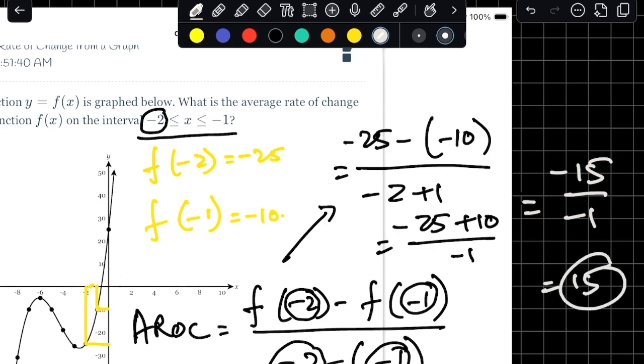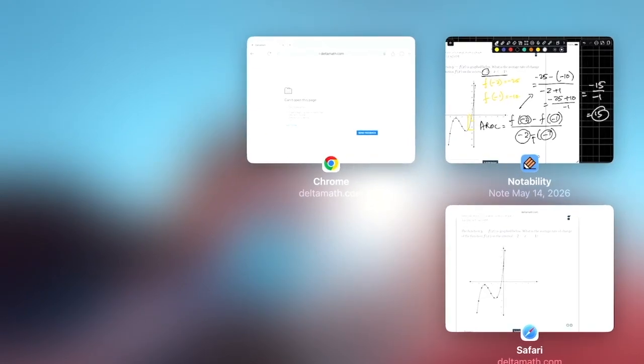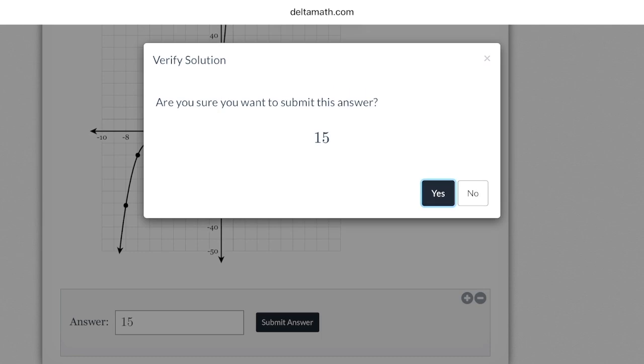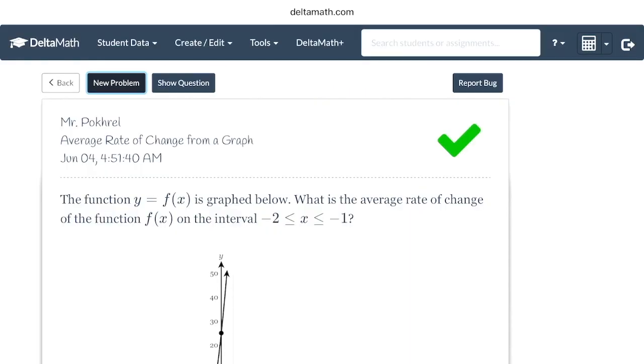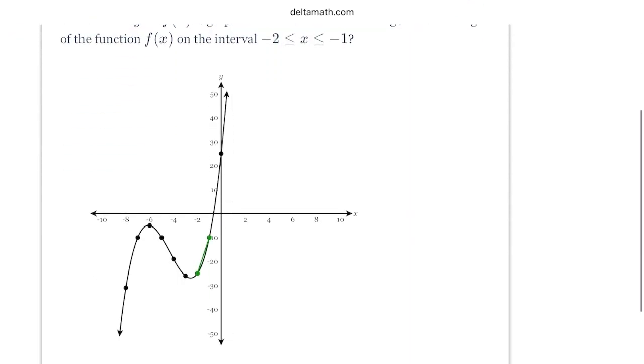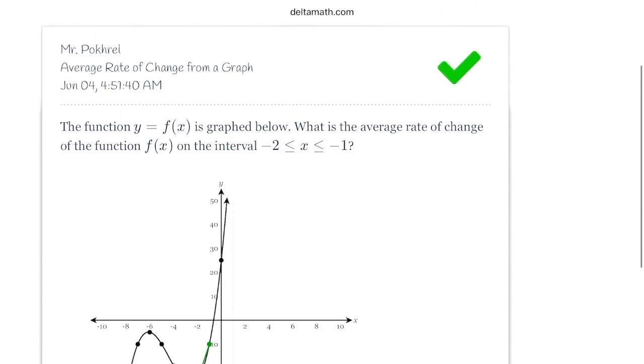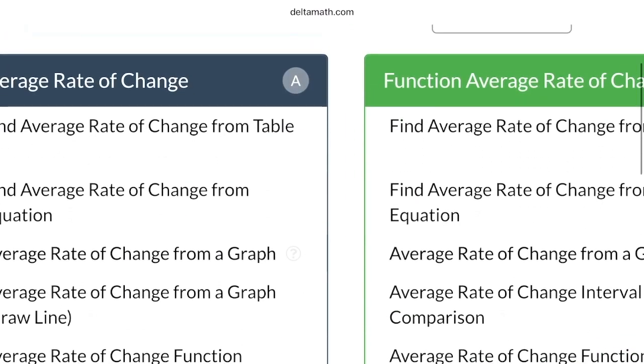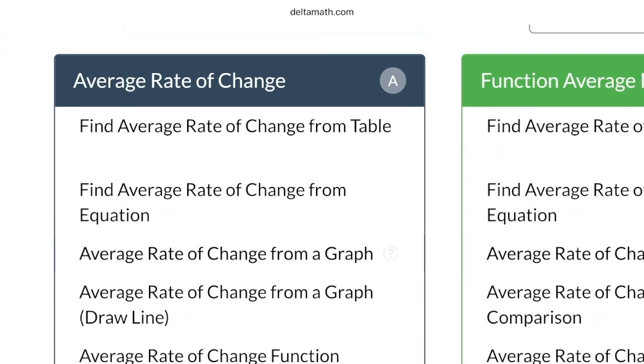I am just solving. Let me see if I am doing it right. Let me write 15 and submit the answer. So that's how you do it. Again, let me see if there are some different kinds of questions. Okay, that's it. First we did it from a table, then from an equation, and then we did it from the graphical method too. In this way we understand the examples on average rate of change.